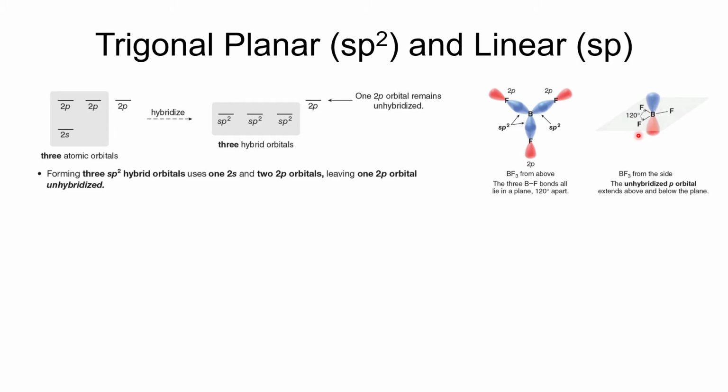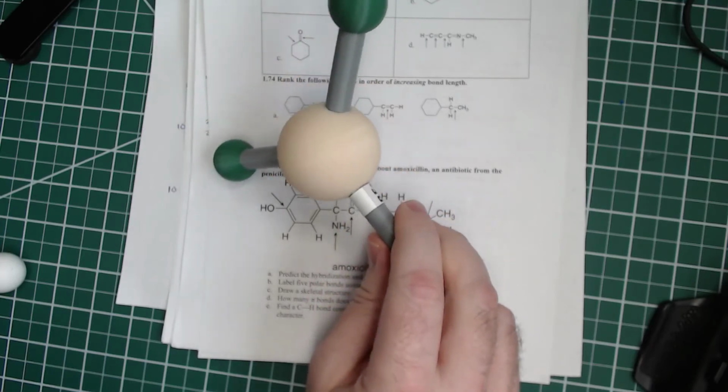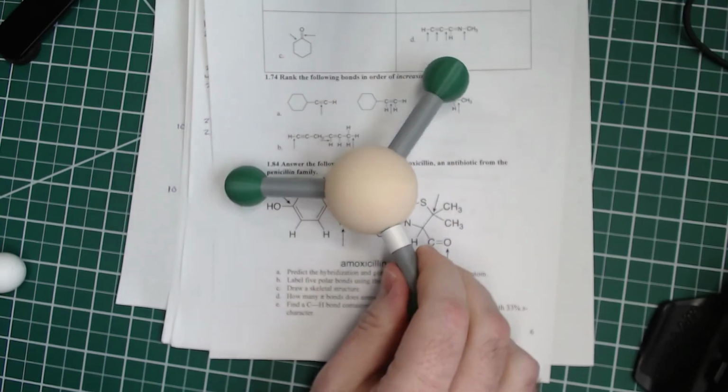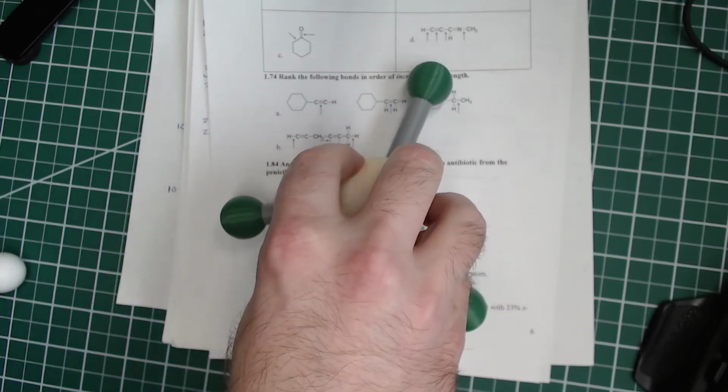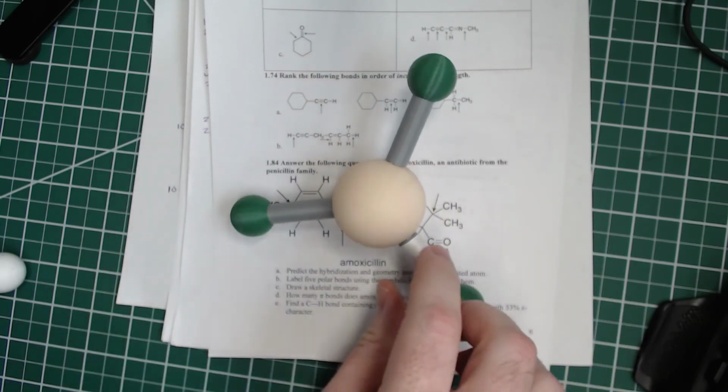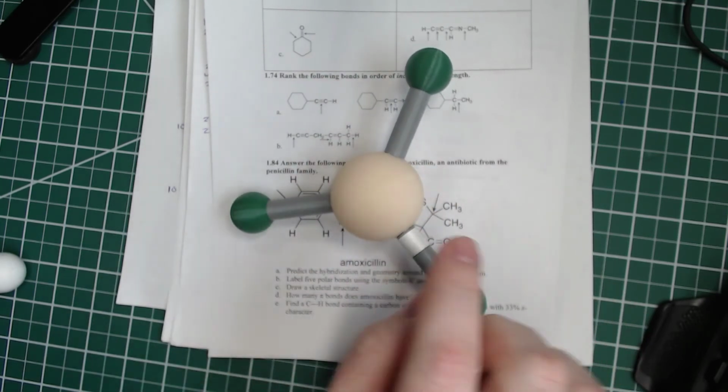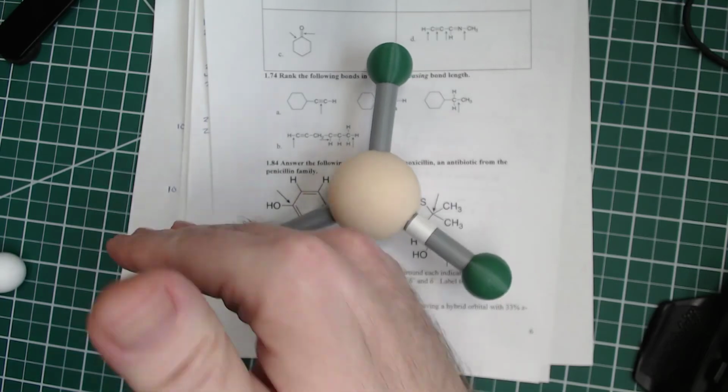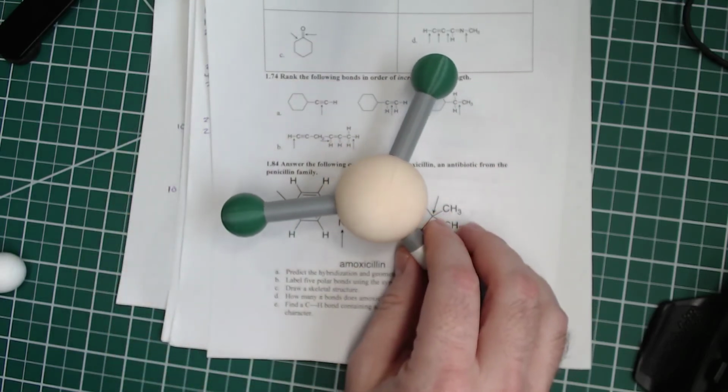All right. Just as a reminder, here is a BF3. Here's the BF3 molecule that I 3D printed. There's the boron in the middle. There's the fluorines on the edge. And we have that trigonal planar symmetry with a 120-degree angle.